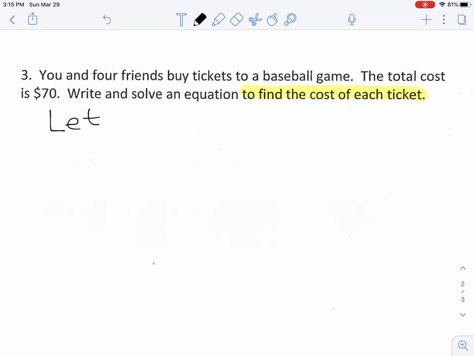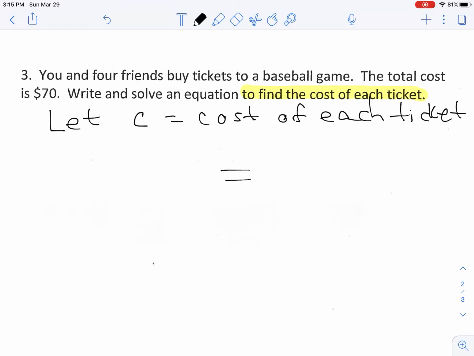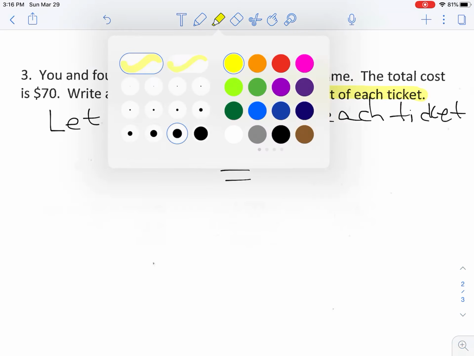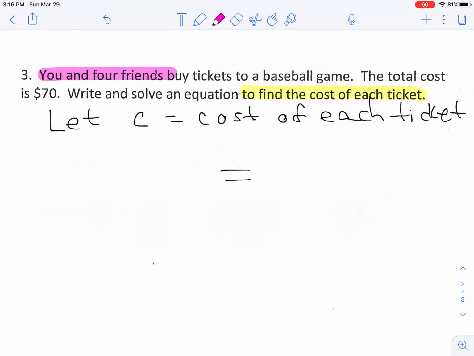Since we're talking about cost, I'm going to use the variable c. Let c equal cost of each ticket. You're restating exactly what was asked of you in the question. If I'm writing an equation, I know I need an equal sign in the middle. So let's look carefully what this says. You and 4 friends. Well, I'm a person, and means plus 4 friends. Oh, so there's 5 of us splitting the cost.